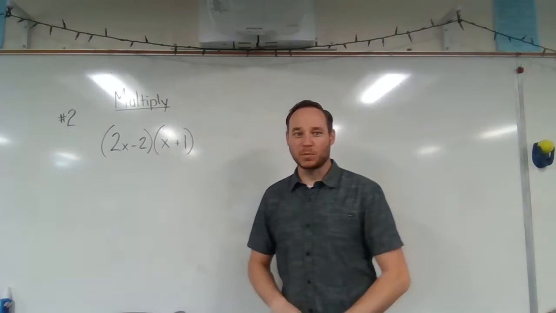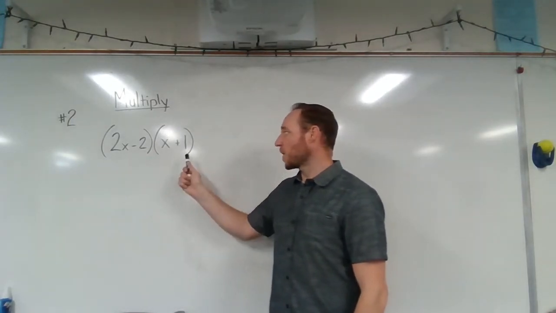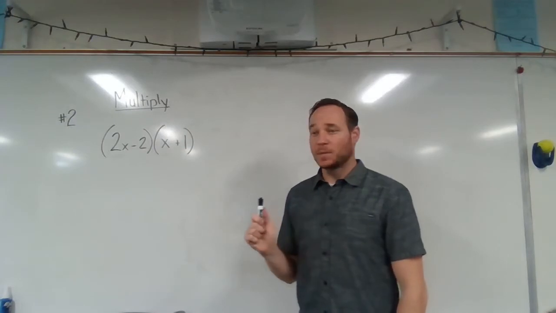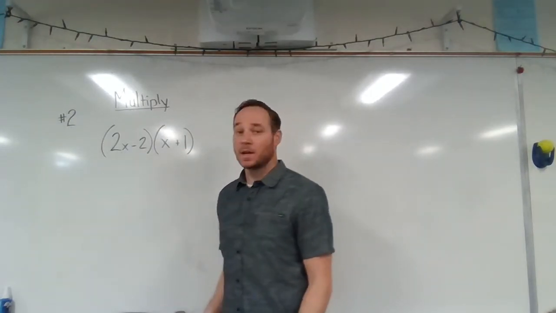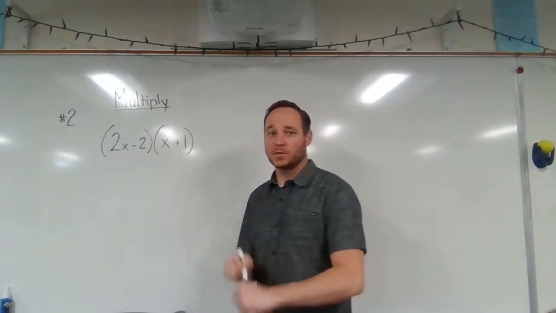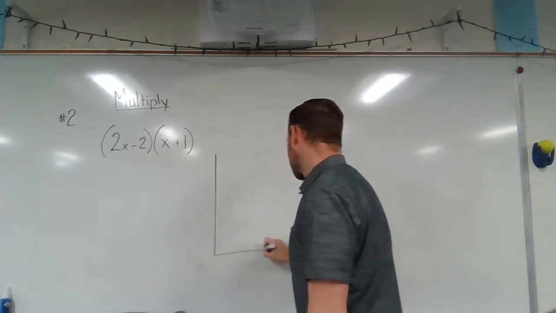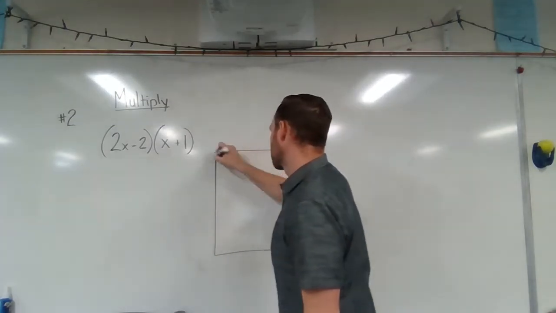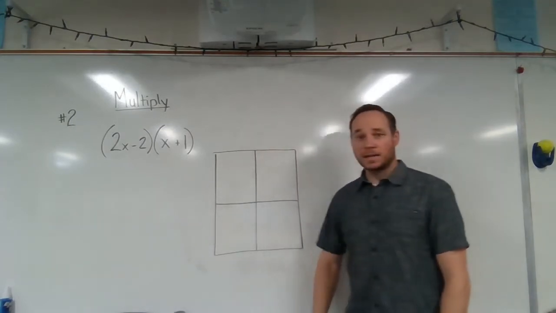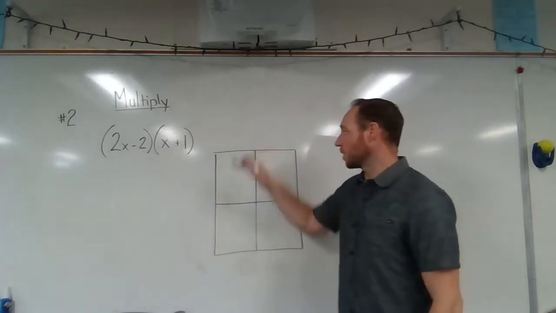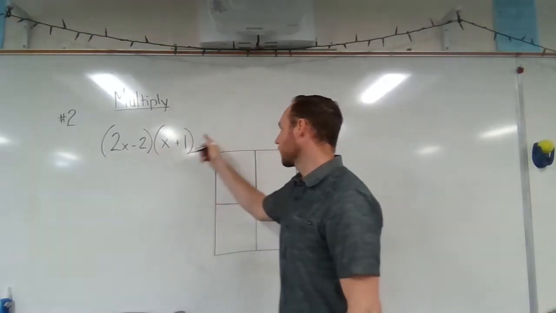We're back. Problem number 2. Here we go. We have one factor and another factor. This one's slightly different because it's the first time we have a number in front of our x that we're multiplying. But we still do it the exact same way. We're going to use our area model. So let's draw our rectangle. And it doesn't matter which factor we put on the top or the bottom. I'm going to just go ahead and put this one right here, 2x minus 2, on the top.